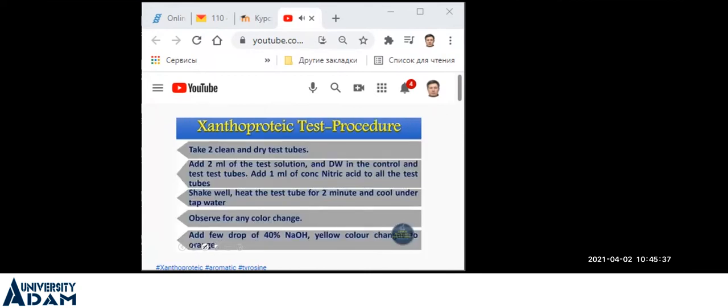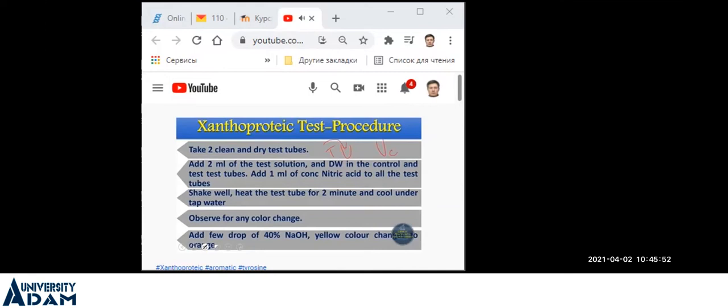Now, what is the procedure? First, we are going to take two test tubes, one for our test and the second one for a control. In both test tubes, we are going to put our test sample. Test sample means either a protein sample or an amino acid sample.